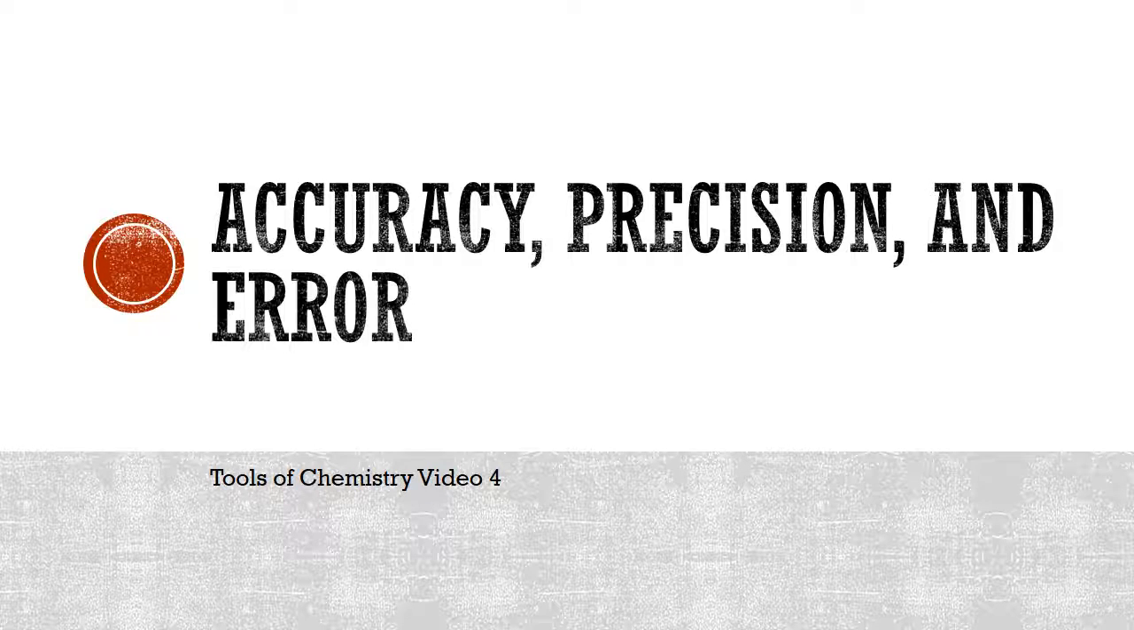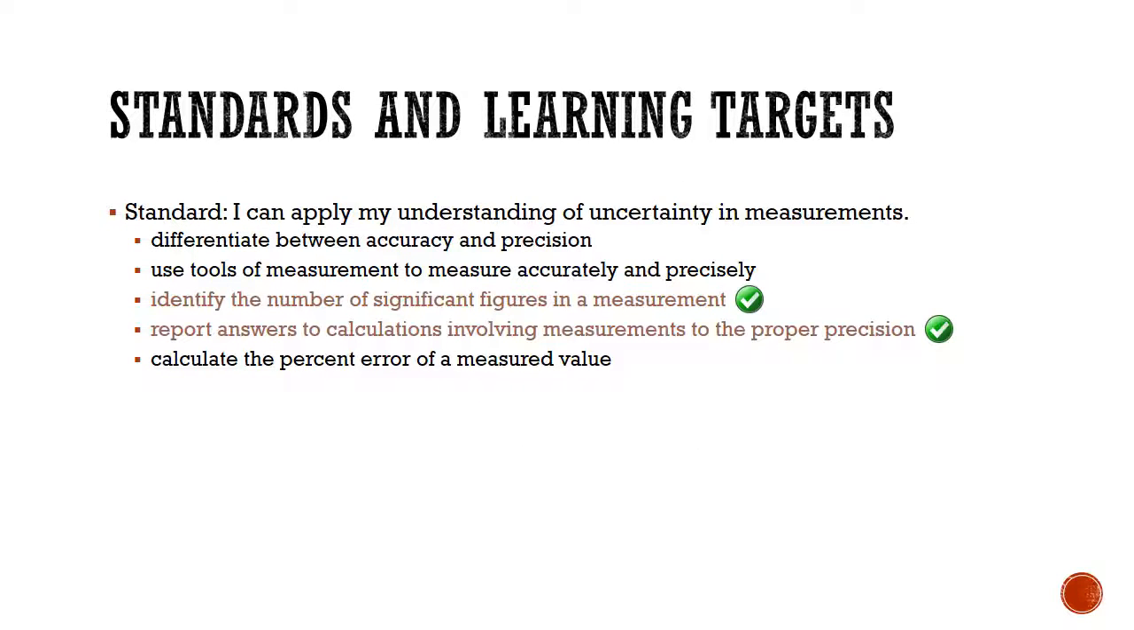The next video in our Tools of Chemistry unit is on accuracy, precision, and error. Looking at our standards and learning targets here, we are still working on applying our understanding of uncertainty in measurements. And this video will focus on two of the remaining learning targets here.